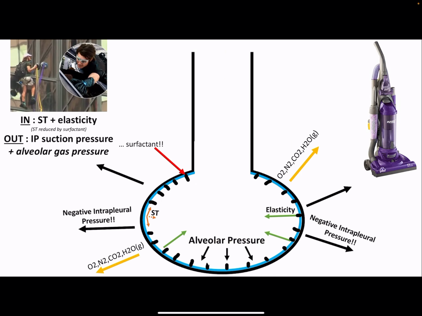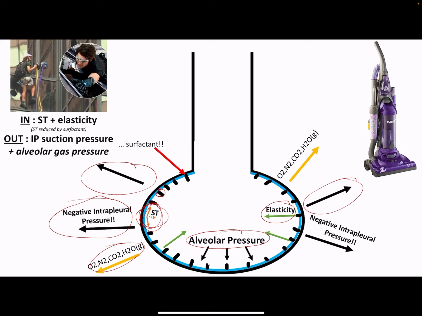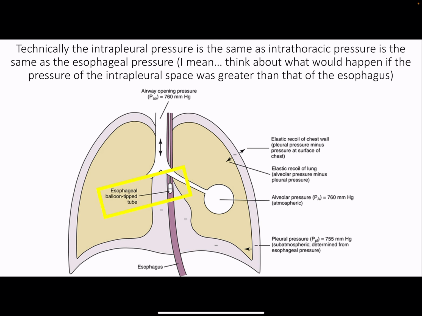So if we're putting everything together a little bit, an alveolar pressure, which is the gases pulling out, the elasticity is pulling in, the surface tension is pulling in. Notice that I made my surface tension smaller because of the presence of surfactant, but now we also have this negative intrapleural vacuum pressure, -5, -3, pulling outwards. And I think of this as a suction pressure or vacuuming pressure. So the intrapleural space is actually, you can think of it as, sometimes it's called the intrathoracic pressure.